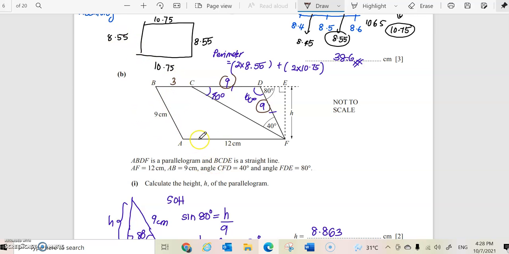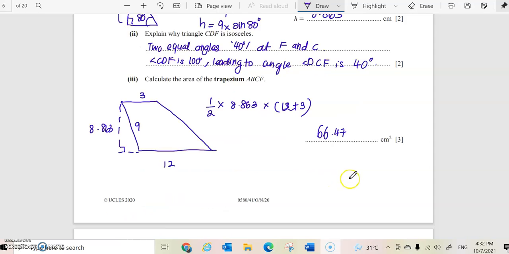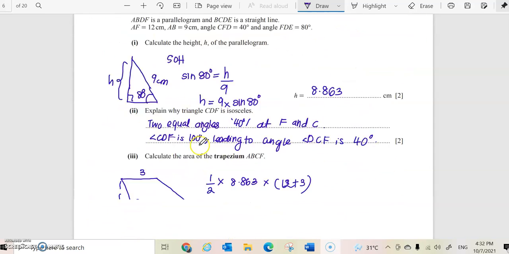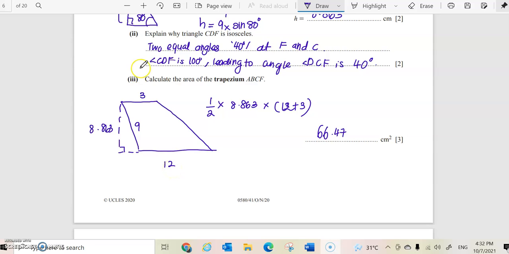So now we have the two lengths, 12 and 3. Okay, so I redraw it again. This trapezium. Okay, so BC, AF.